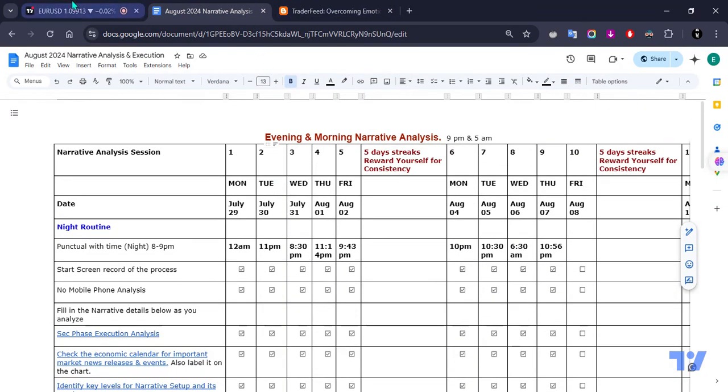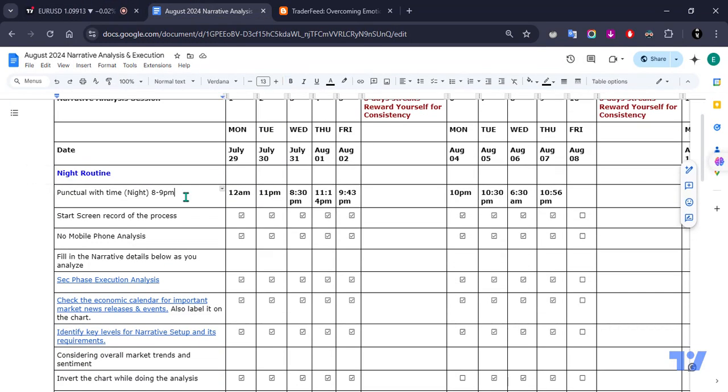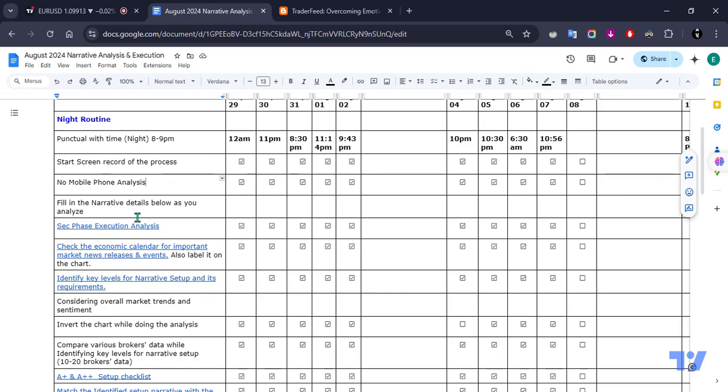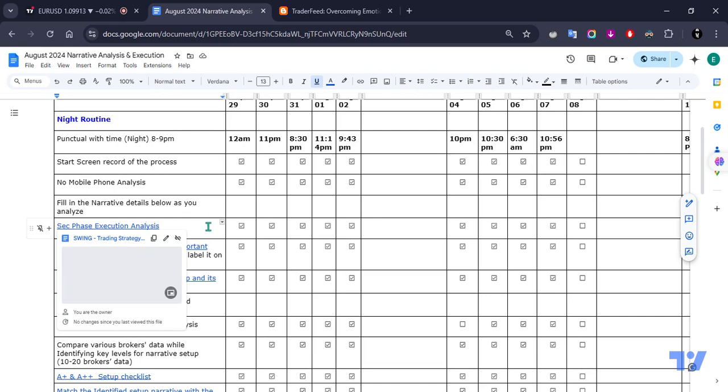Narrative analysis section. So let's start with our time frame. This is 10:20. Our screen recording, yes. Are we doing the analysis on phone? No. Fill in the narrative details below as you analyze. Secondary phase, no secondary phase.